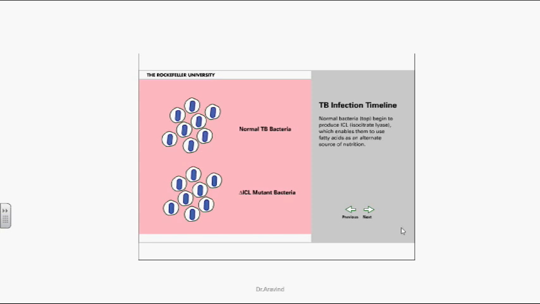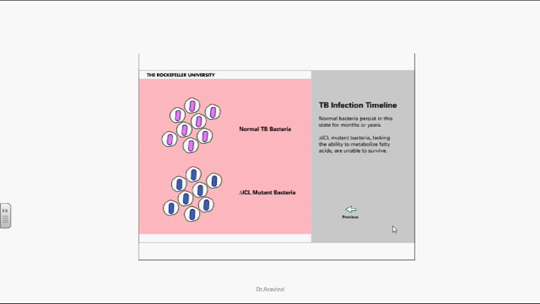In order to survive within the activated macrophage, we have found that the tubercle bacilli must switch their basic carbon and energy metabolism. When they stop growing and dividing, they turn on an enzyme known as isocitrate lyase, or ICL. This allows the persistent bacteria to utilize fatty acids as a source of carbon and energy. It's still a mystery to us why the bacteria are forced to use fatty acids during the persistence phase of infection.